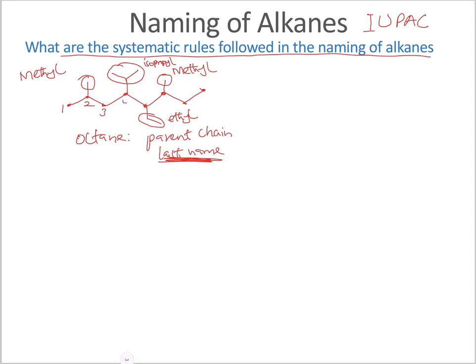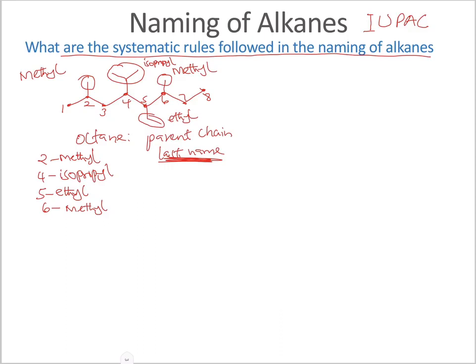So 3, 4, 5, 6, 7, 8. Then we have a methyl group in position 2, so we are going to call it 2-methyl. And in position 4, we have 4-isopropyl. Position 5, we have an ethyl group. Position 6, we have a methyl group.